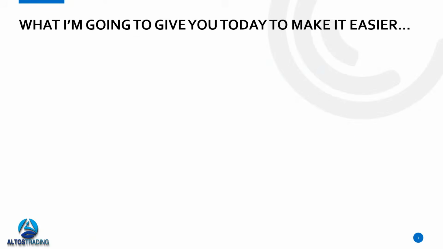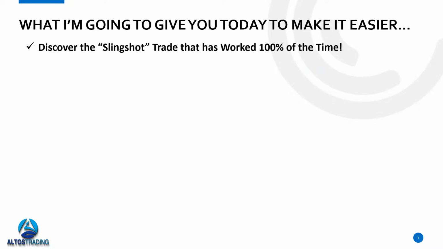So what I'll give you today on our session to make it easier. Number one, you're going to discover the Slingshot setup that's worked 100% of the time. So when you apply this strategy to the major indices, the S&P, the NASDAQ, the Russell, you go all the way back to the dawn of the stock market. This plays out, as I'll demonstrate, 100% of the time. There's not much out there that's that accurate.